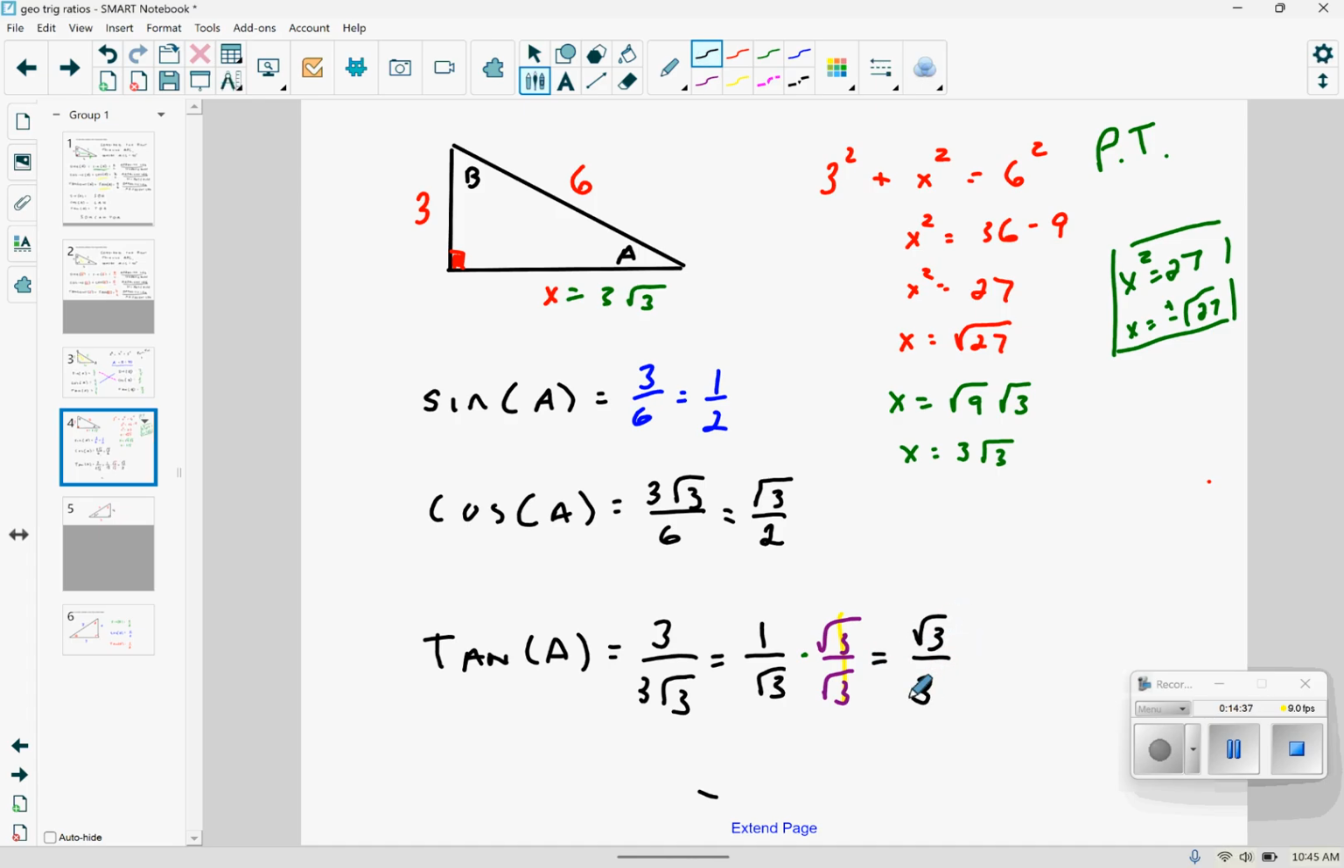So when we do these problems, we don't want to have square roots on the bottom, nor do we want to have square roots that are not simplified. And the simplified square root is where the number underneath the square root symbol has no perfect square factors. Okay, so now we have found the sine of A, easy enough, the cosine of A, and the tangent of A for this right triangle.